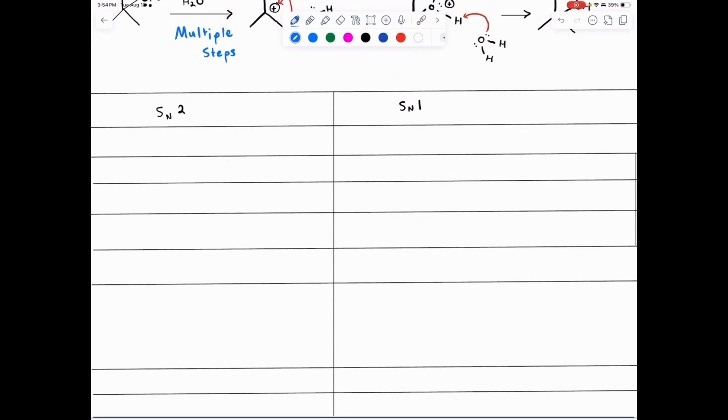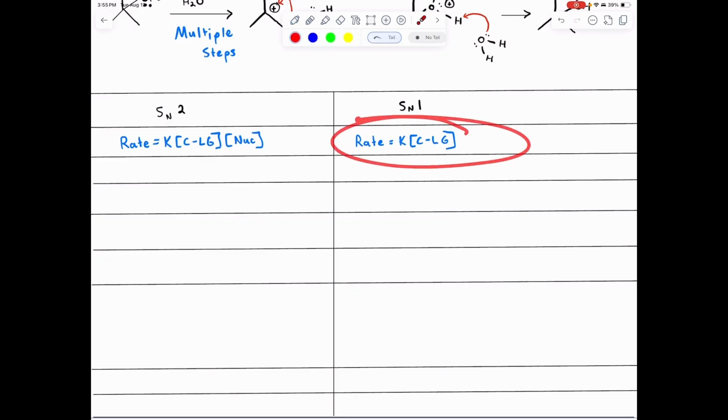So in our comparison chart here at the very top, we are going to put the rate law for both of these processes. So again, the rate law for SN2 contains both the carbon with the leaving group and the nucleophile. The rate law for SN1 only includes the carbon with the leaving group. So what we're going to do is we're going to start adding layers to this now and start relating everything back to our rate law. That is the most important thing. Let's relate everything back to our rate law.